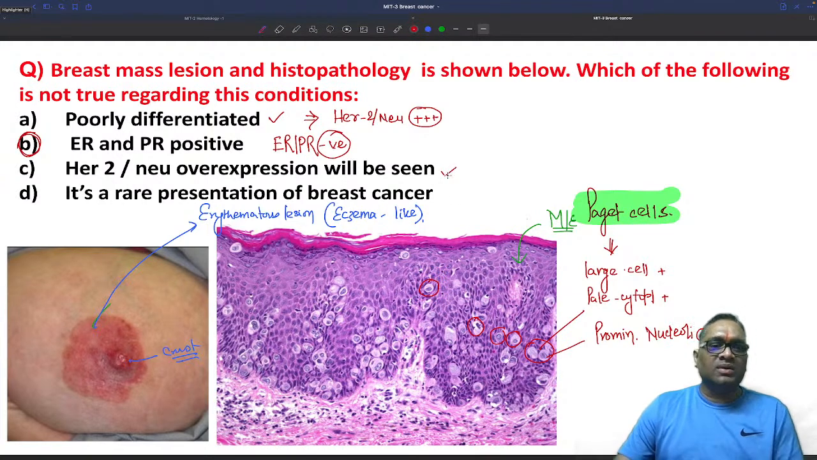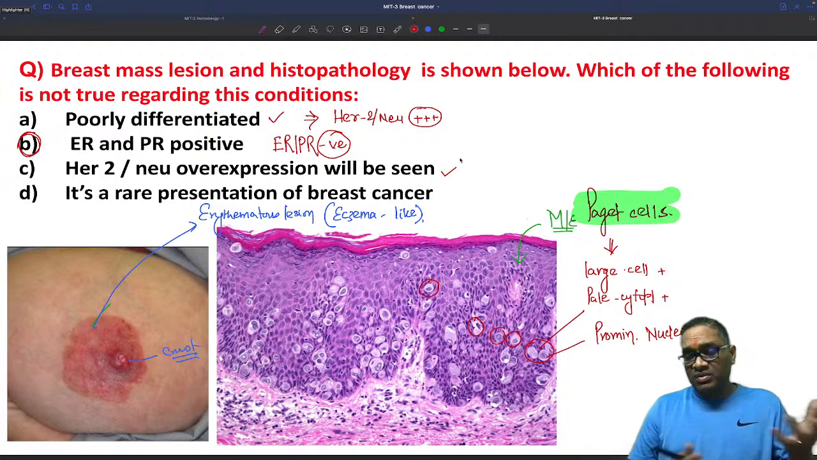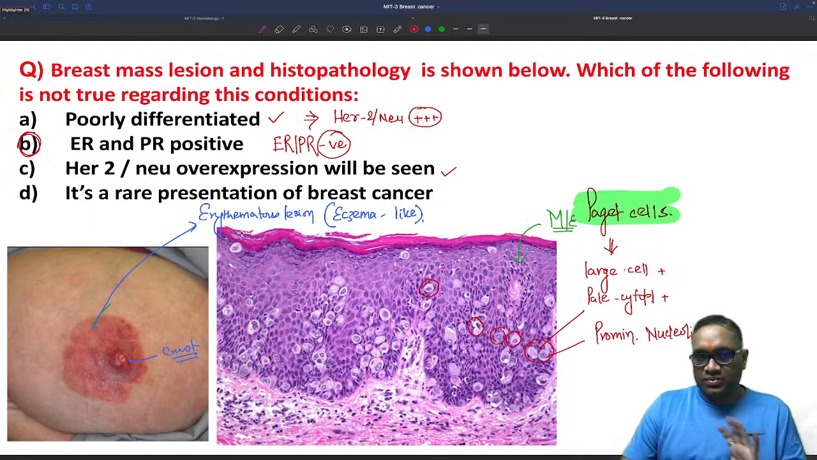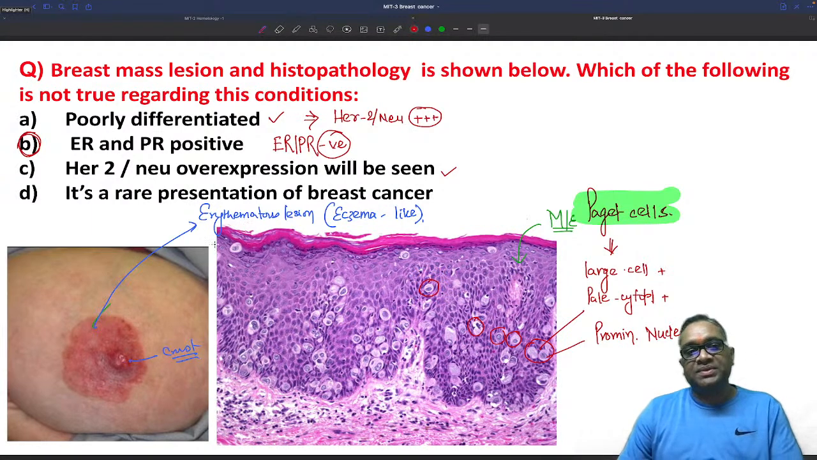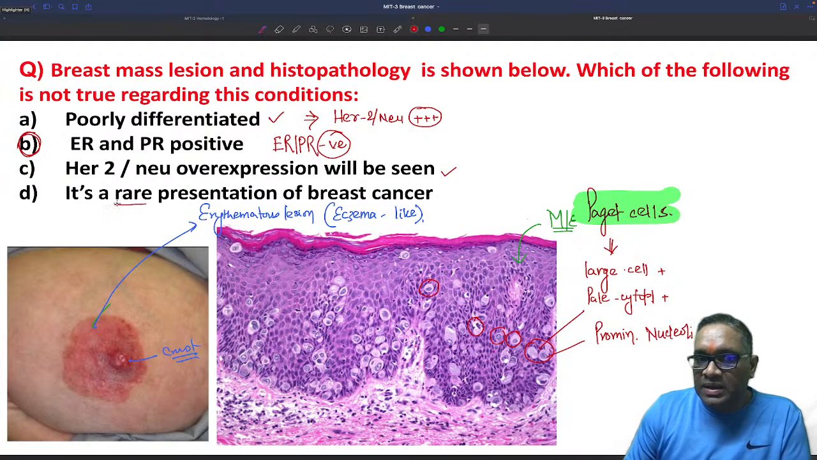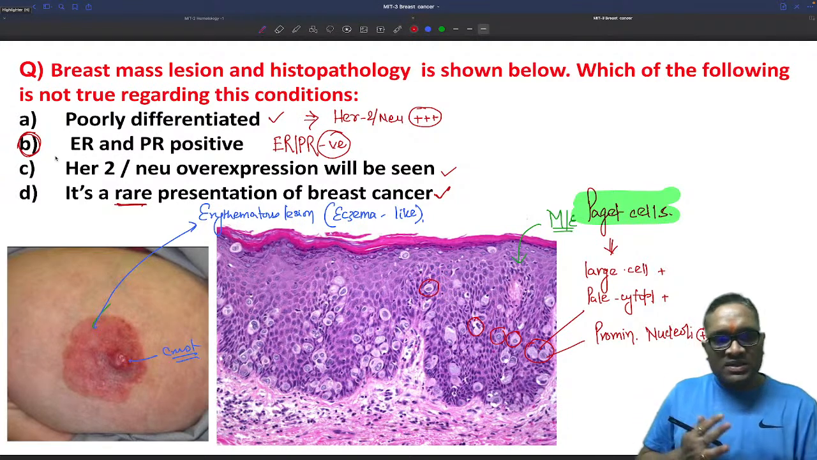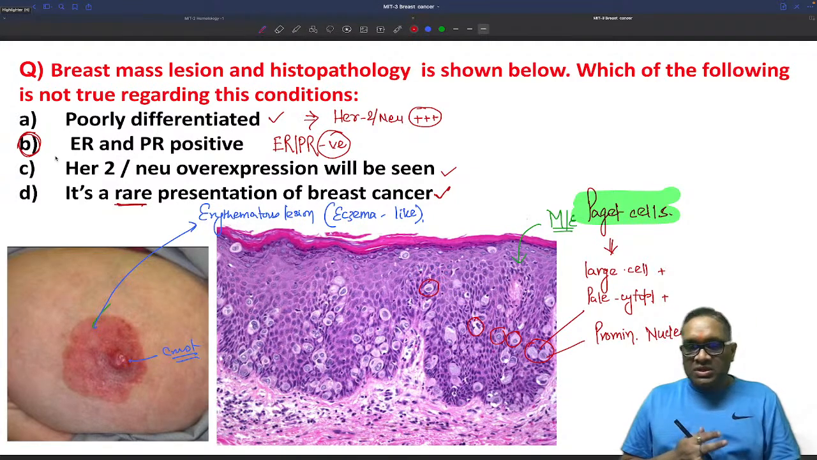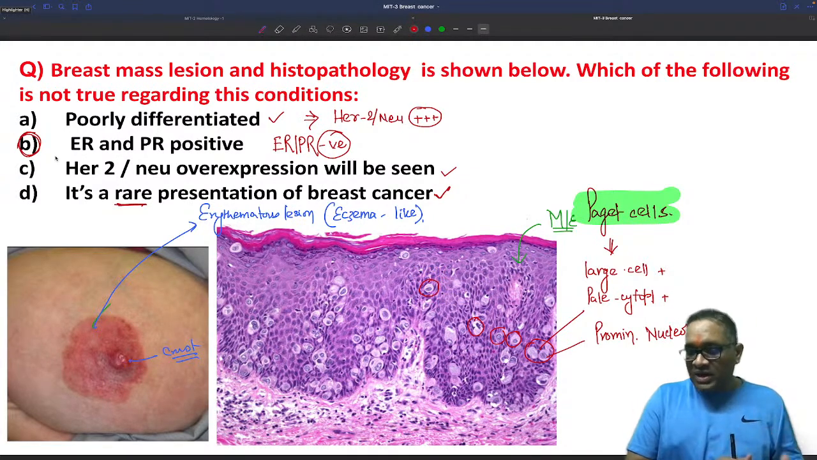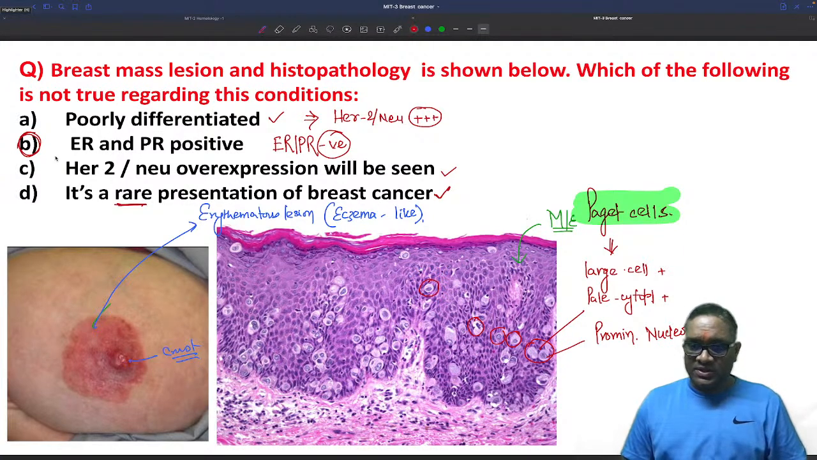Yes, that's what Dr. Nitish is telling. That is obvious. It is poorly differentiated, so it will be HER2 neu positive. They have a poorer prognosis, but it's not always true, so that is also something we have to be cautious about. And remember, it is a very rare presentation of breast cancer. So this is also a correct statement, and the correct answer is B. Paget's disease is HER2 neu positive, ER/PR negative, poorly differentiated, and a very rare form of breast cancer presentation.